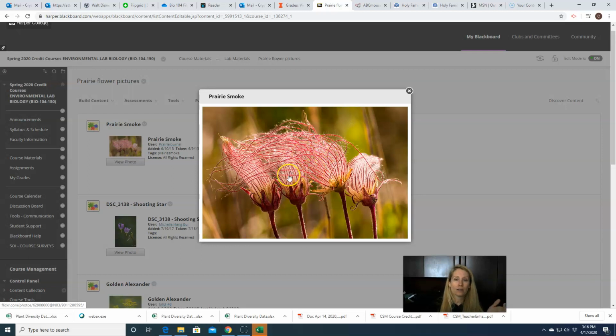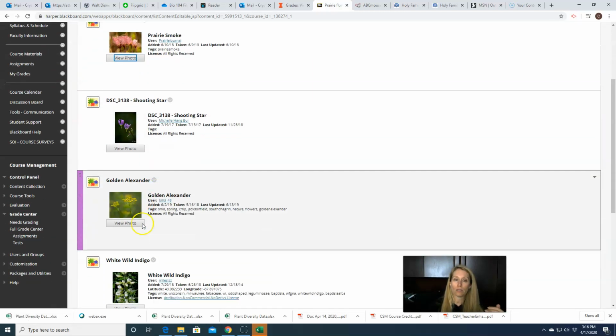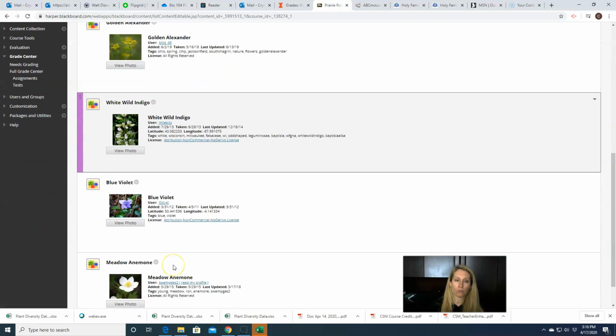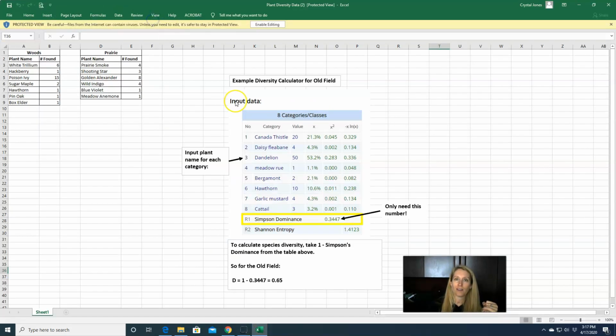So we wouldn't necessarily see these blooms on these plants when we went out in the prairie, but if we gave it time, this is what they would look like. So we have things like prairie smoke and shooting stars, golden alexanders, white wild indigos, blue violets, all of those types of things. Here we go. Here's my document. Sorry it took so long. So here's my data for this week, or here's your data for this week.